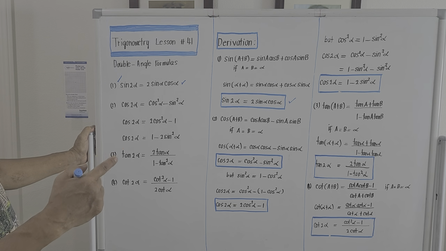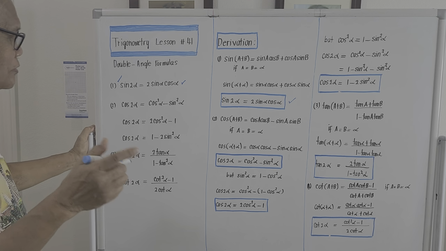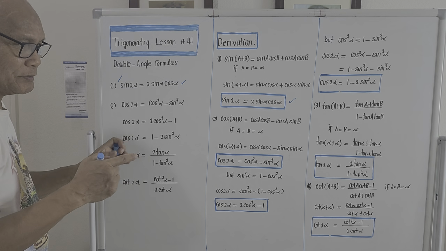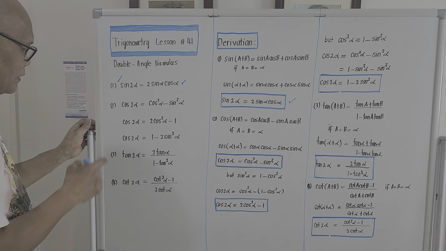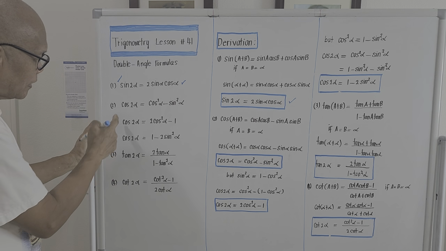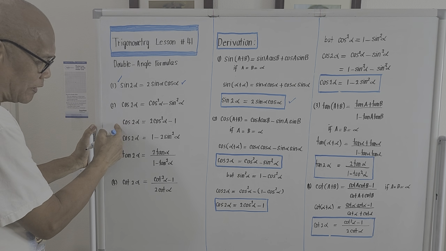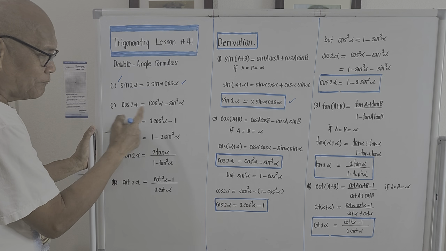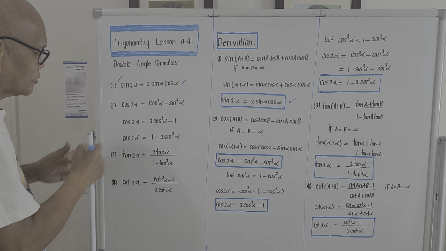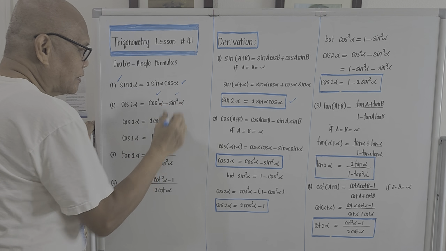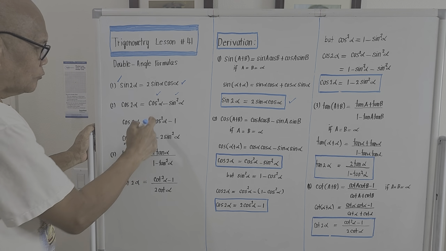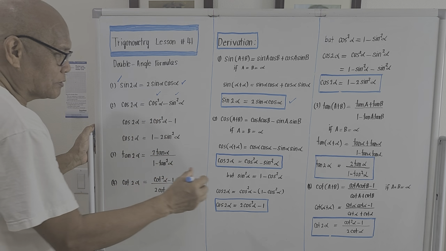For the first expansion of the cosine of twice alpha, there are actually 3 equivalents of cosine of twice alpha. That's why under number 2, there are 3 sub identities. The first expansion of cosine of twice alpha is cosine square of alpha minus sine square of alpha. We will bring out this one, and actually it was this one.